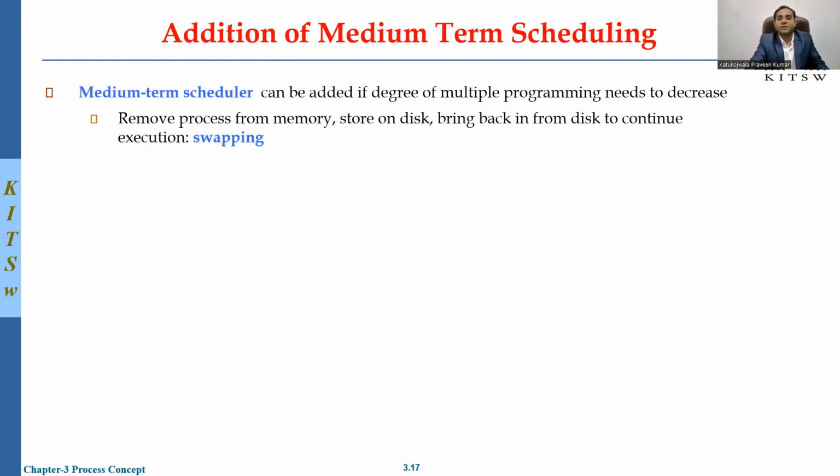So the addition of a medium-term scheduler: long-term scheduler, short-term scheduler, and this is the medium-term scheduler. A medium-term scheduler can be added if the degree of multi-programming needs to decrease. If you want to decrease the degree of multi-programming, then we can go for the medium-term scheduler. What it is going to do is remove the process from memory, store it on disk, and bring it back from the disk to execution. That means from the CPU to disk, and again disk to CPU. That is called swapping. Students, you are going to learn about swapping in unit 3 in detail.